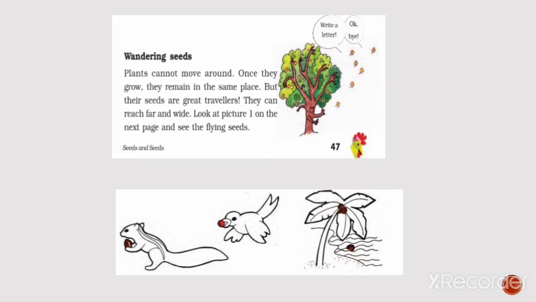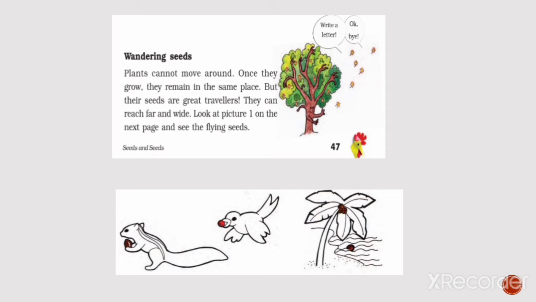Seeds are spread by birds, animals, air, and water. Many animals eat a fruit and throw the seed. Thus, these animals help in spreading seeds. Like in this picture, you can see a squirrel carrying a seed. In the next picture, a bird carrying a seed. It means seeds travel with the help of animals.